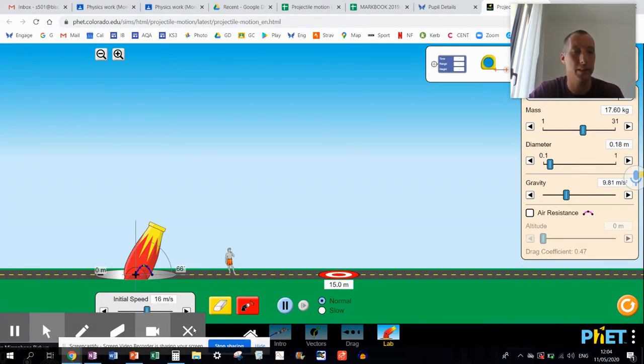So let's change that. Change it to 16. Press that cannon. Let's see what happens. Right, I've got some internet issues at the moment. It's very slow. And the cannonball will follow a projectile motion path.